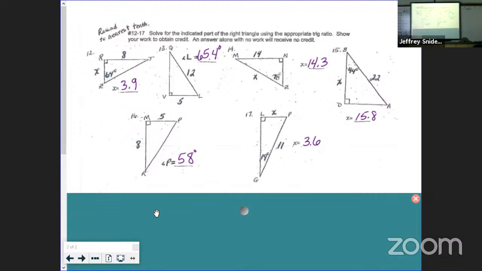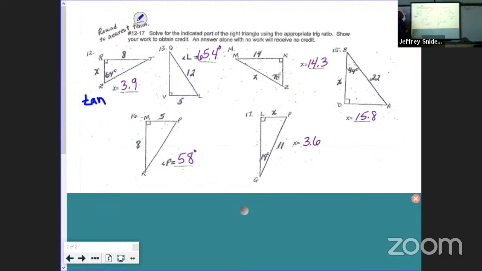Now I didn't write down which ratio I used for these. I just gave the answers down. So real quick, let's add that on here. I'm not going to write down the whole thing. I just want to know what trig ratio I used: sine, cosine, or tangent. So number 12, what did I use? Tangent. This was a tangent.